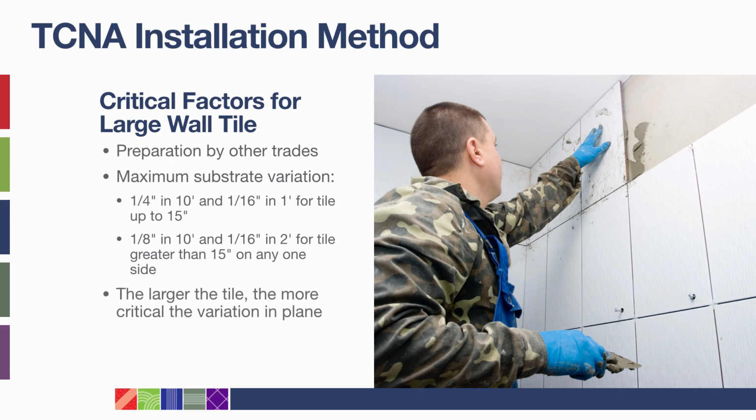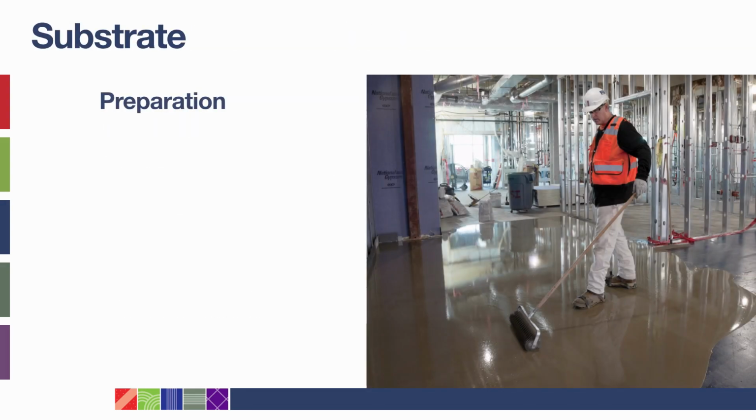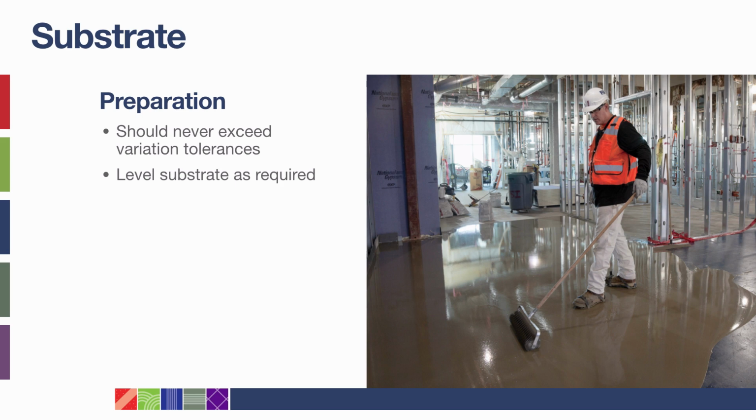In other words, the larger the tile, the more critical the variation in the plane of the substrate. Minimizing substrate variation is absolutely essential to long-term performance of large format tile installations. Variation in substrate beyond established tolerances can cause problems when trying to install a flat floor, and can even create tripping hazards. Moreover, substrates must be adequately prepared and leveled if necessary.